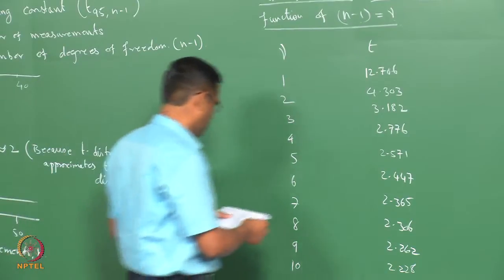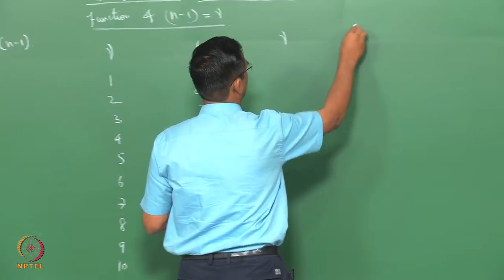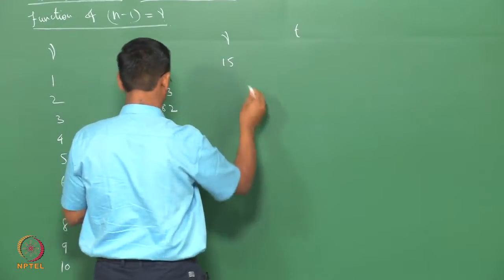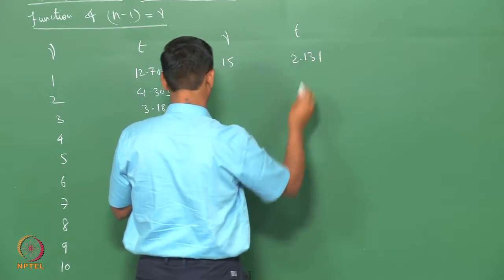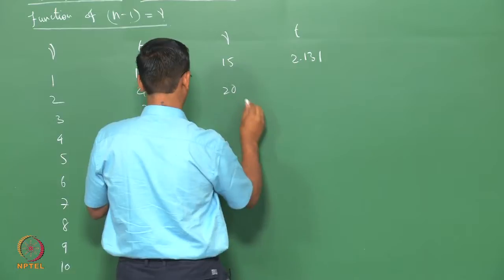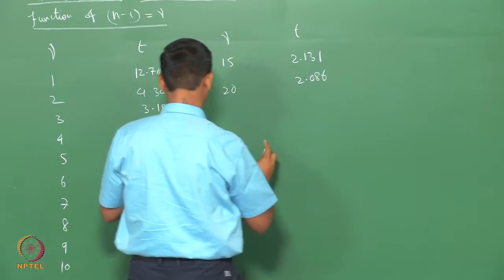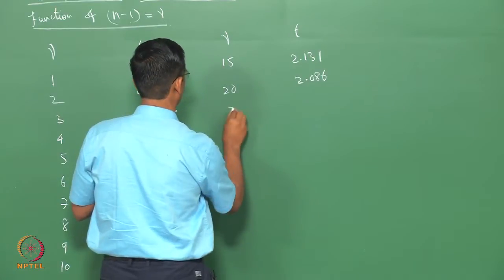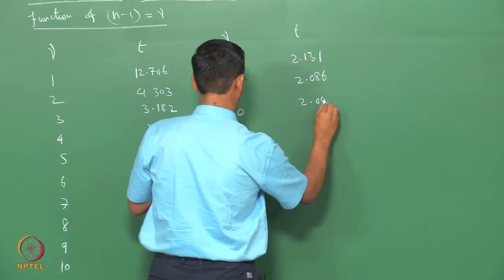I will give you a few more for reference, mu and t, maybe 15. I will give you, for example, 2.131, and for 20, 2.086, and for 30, 2.02.